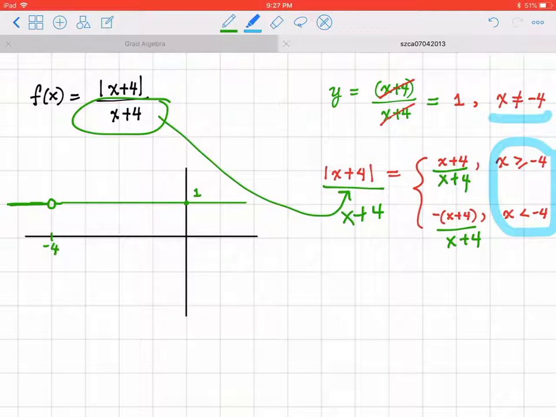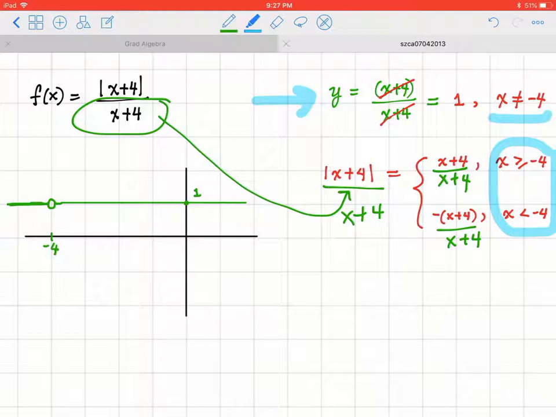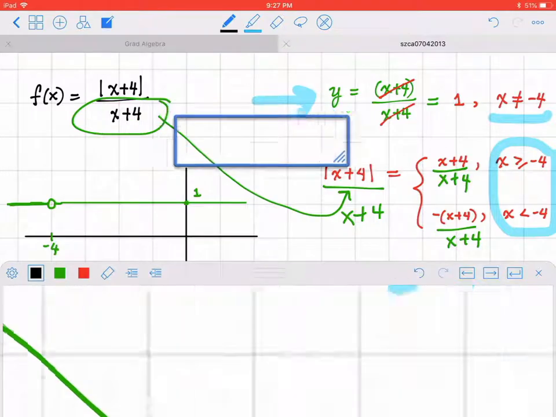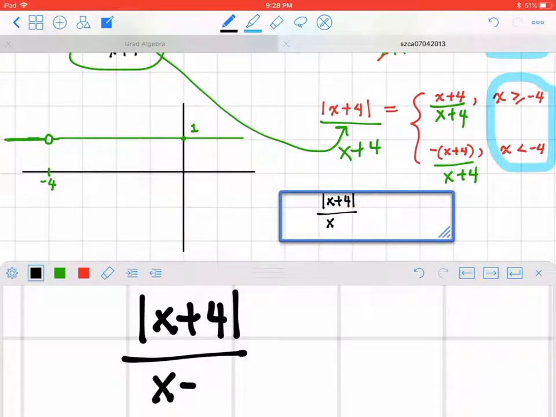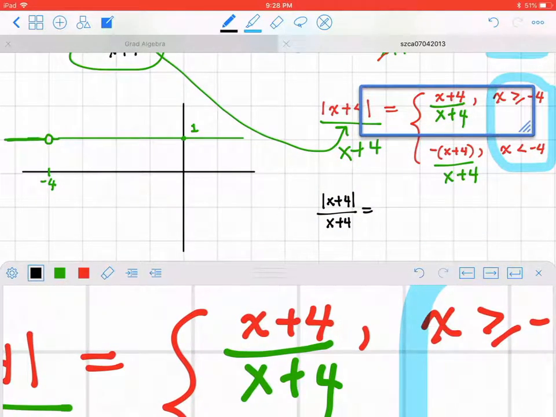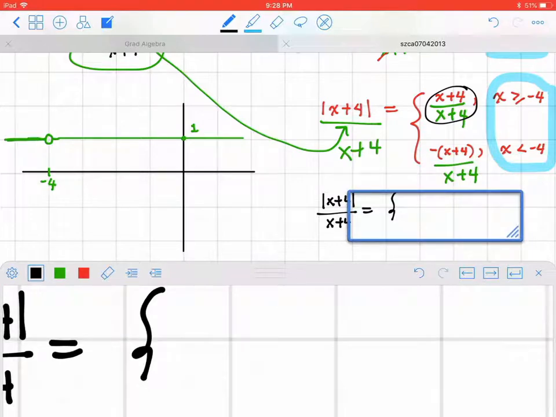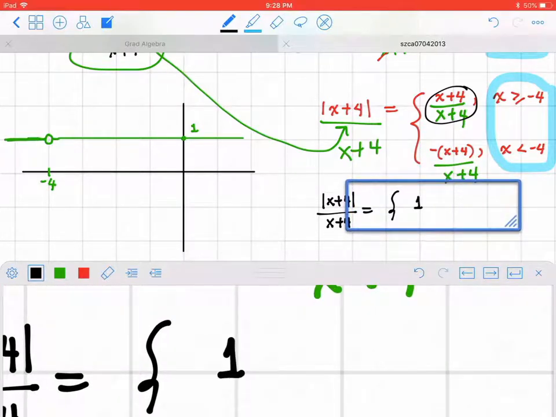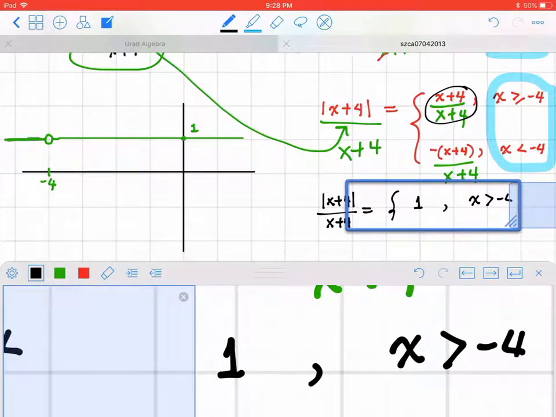What we can do is go back to this discussion right here and simplify each one of these expressions, and you can see that I'm going to rewrite this now in black. Okay, the absolute value of x plus 4 over x plus 4 without the absolute value, what is this piece right here going to be? Well, that's just 1, as long as x is not -4. So it's going to be 1 where x is bigger than -4.